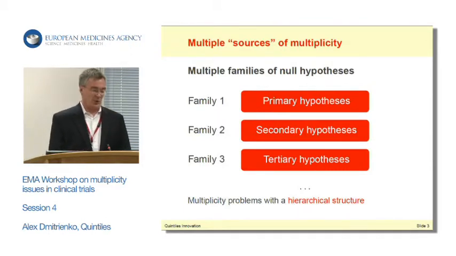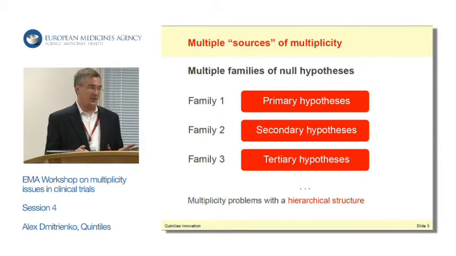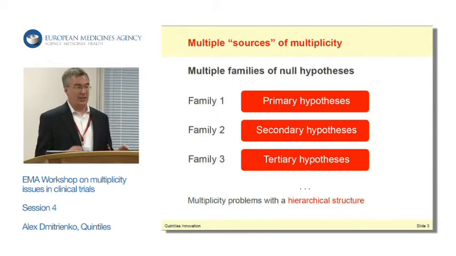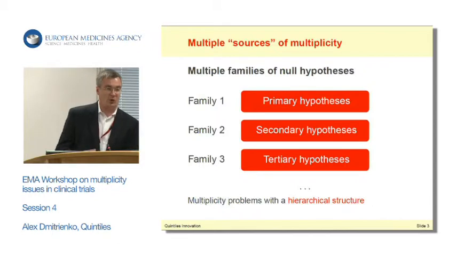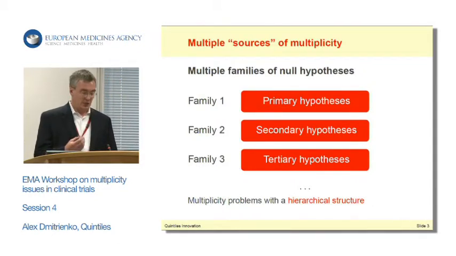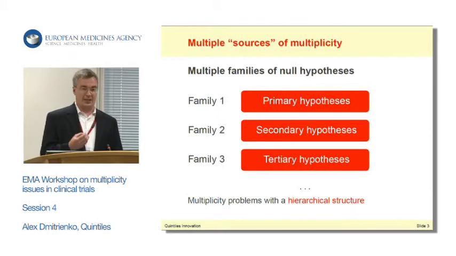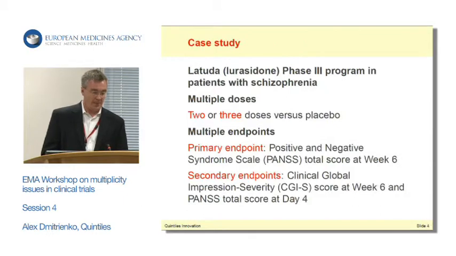additional claims. And therefore, when you look at family 3, even though I say here tertiary hypotheses, this does not mean that those are purely exploratory analyses. There are still analyses that could be translated into regulatory claims. And what's important for us when we talk about addressing those complex multiplicity issues is we need to find solutions that account for the hierarchical structure of this underlying problem.